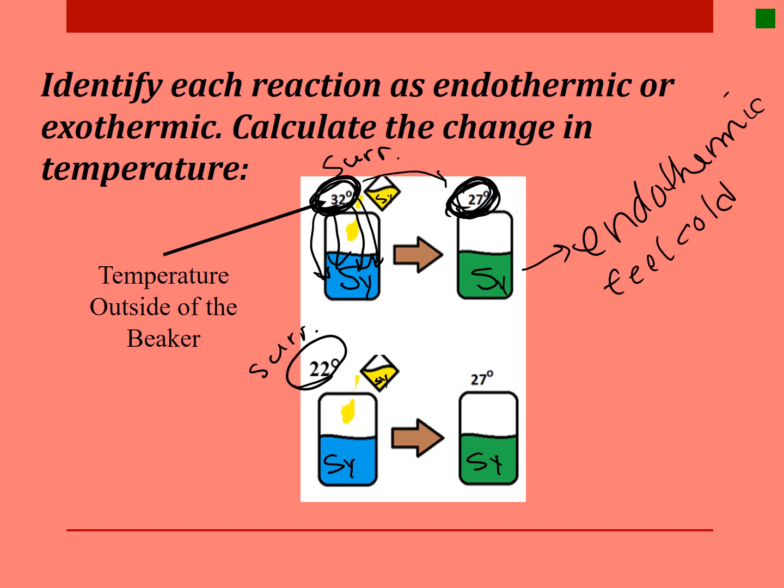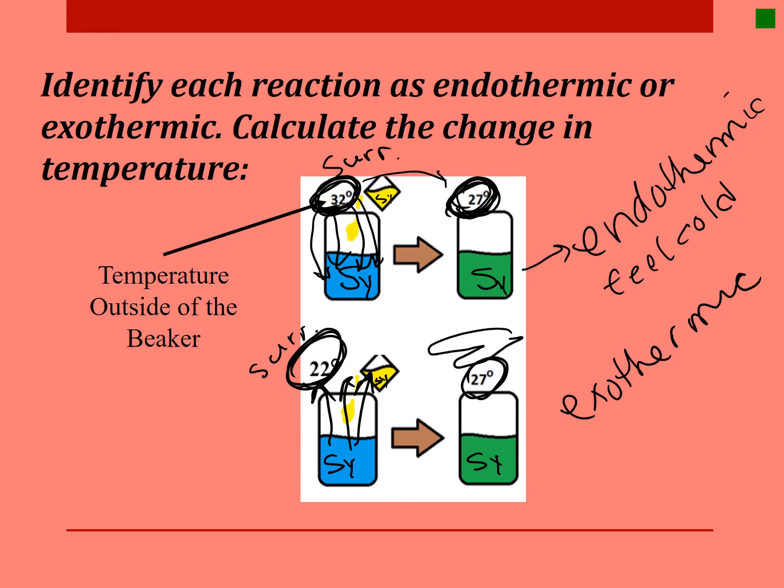Okay, now let's look at this one. The surroundings go from 22 to 27. So what had to happen? Energy from the system had to go out to my surroundings, which means that this is exothermic. If my hand was out here and the system was releasing that energy, it would feel hot to me because I am a part of the surroundings. The system is literally losing temperature, but it feels hot, so it's exothermic. All right.